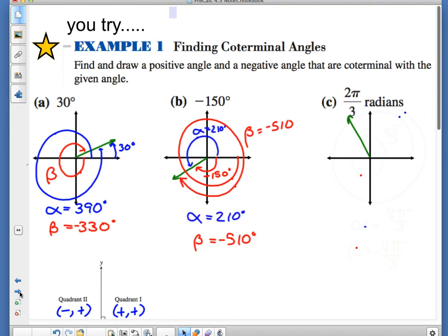And that's all I did. -150 plus 360 and -150 minus 360. That's how I got the 2. Are you okay with those? I'm just going one full revolution away, okay? And one full revolution in degrees is 360. And I have the positive version and the negative version.